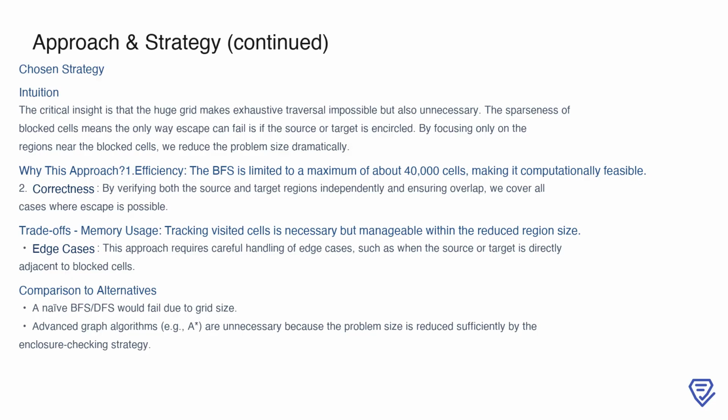However, there are trade-offs. While memory usage is manageable due to the reduced region size, we still need to track visited cells within these regions. Additionally, we must handle edge cases carefully, such as when the source or target is directly adjacent to blocked cells. When compared to alternatives, a naive BFS or DFS would fail due to the grid size, and more advanced algorithms like A* are unnecessary because the problem has already been simplified by focusing on potential enclosures.